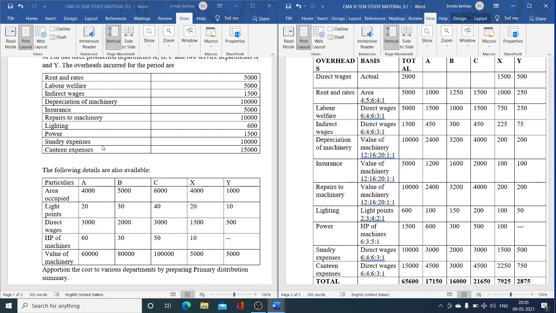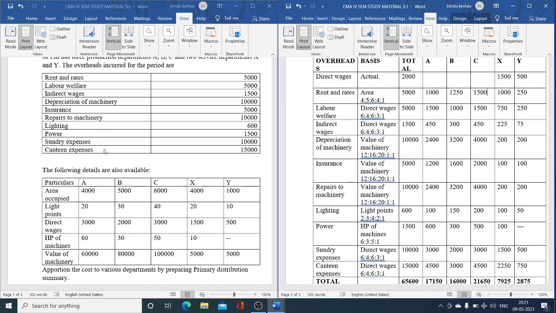The next item is sundry expenses, rupees 10,000. Sundry expenses will be distributed on the basis of direct wages. We have already found out the ratio for direct wages. It is 6:4:6:3:1. So 10,000 will be divided among the different departments based on that ratio. For A department 3,000, B it is 2,000, and for C department it is 3,000, for X it is 1,500 and for Y it is 500.